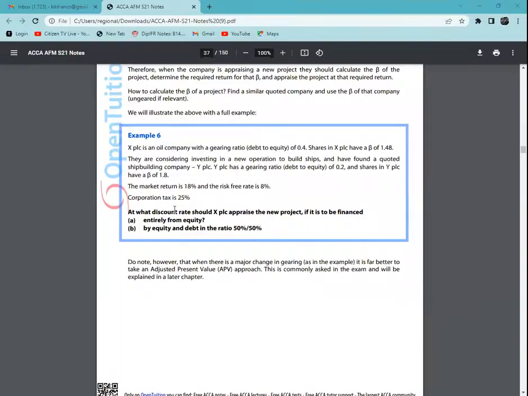Now, my good students, I can see a situation where I've got two beta values, 1.48 and 1.8. So between those two beta values, which one is the relevant beta value that I should start using for purposes of computing a base net present value? Which one is the most relevant beta? Should I use 1.8, or rather 1.48?